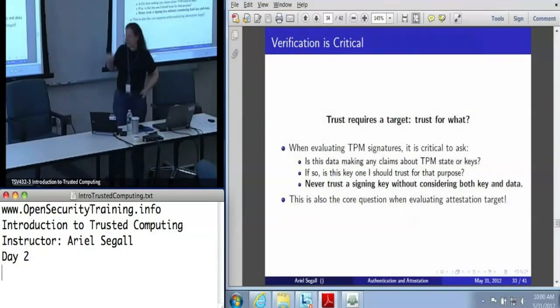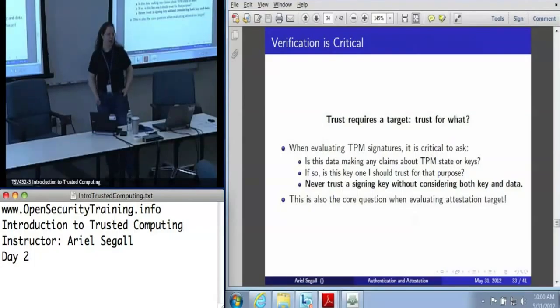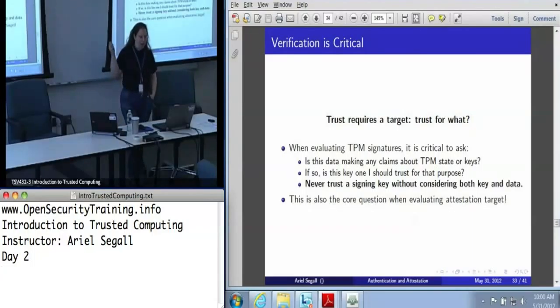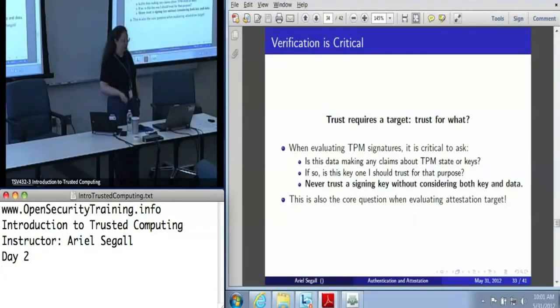So, this is starting to get into the point I was making last slide. Verification matters. It's one thing to say we trust something, but what do we trust it for? Whenever you're looking at a TPM signature, you need to check and say, is this data supposedly claiming something about TPM state or keys or other kind of secure TPM held information? If so, is this actually a key I ought to believe when it's making claims about TPM state? I should never trust a signing key to make claims about the TPM. I should never trust a signing key that is migratable to make claims about machine authentication.